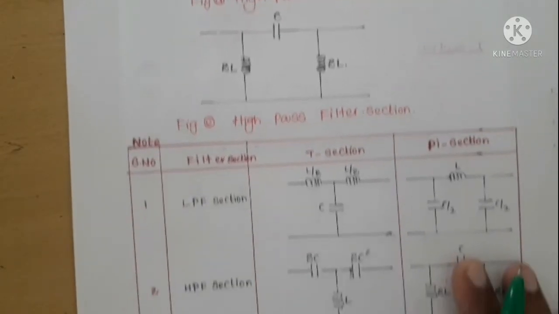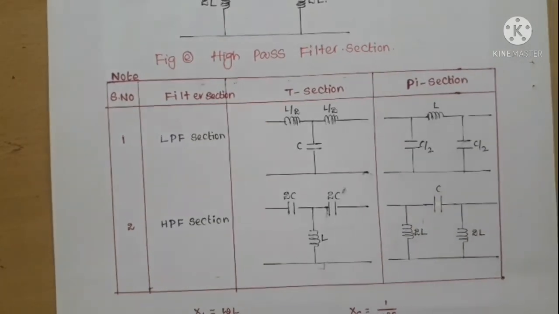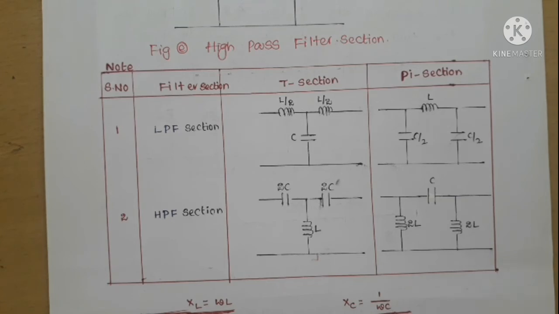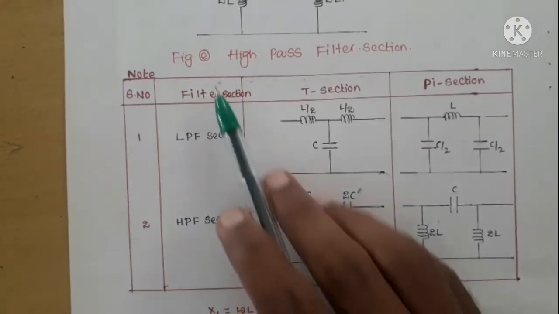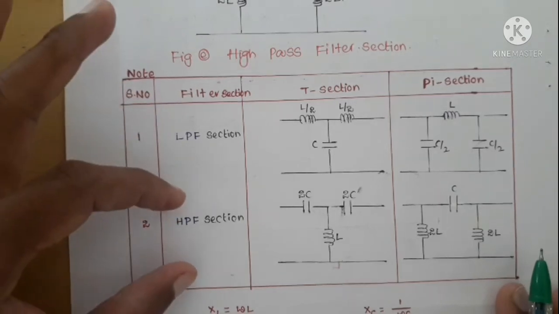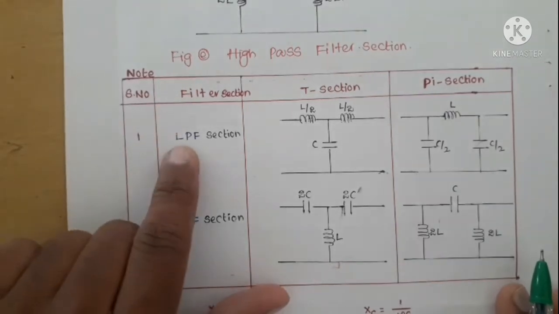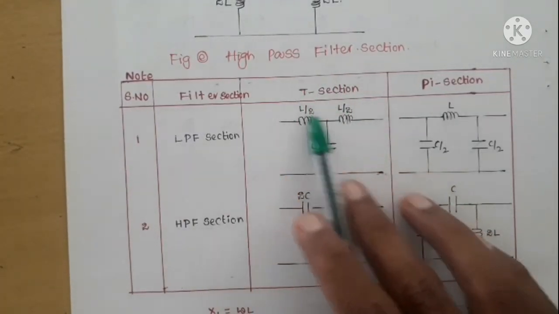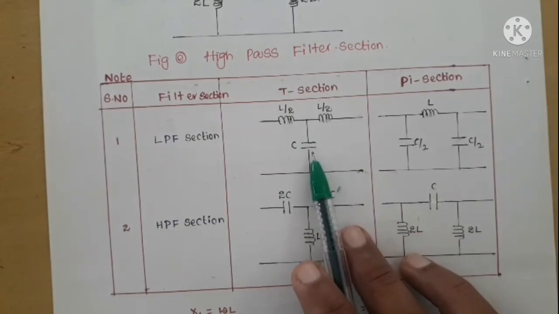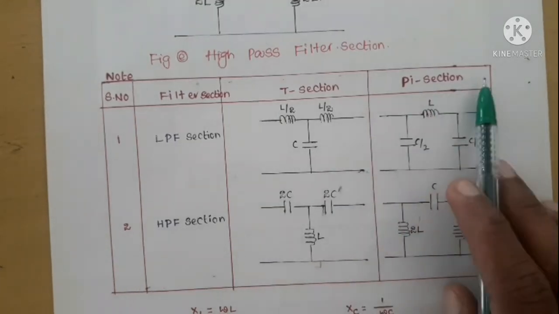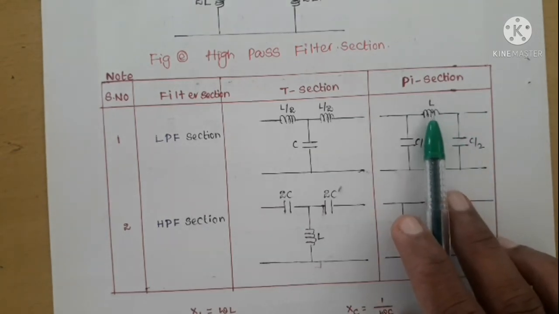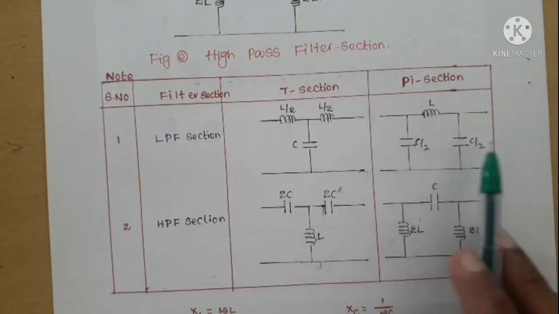If you summarize these ladder networks, out of the entire ladder network we want only one section, a T section or a pi section, for the low pass filter and the high pass filter. In the low pass filter section, if you represent the ladder network in the form of a T section, the elements are L by 2, L by 2 and C. Similarly, for the pi section, the inductor value is L, but the capacitor values are C by 2 and C by 2.